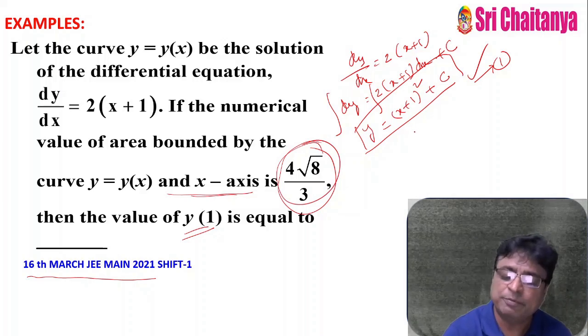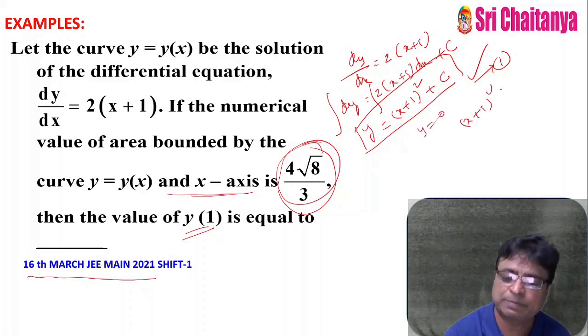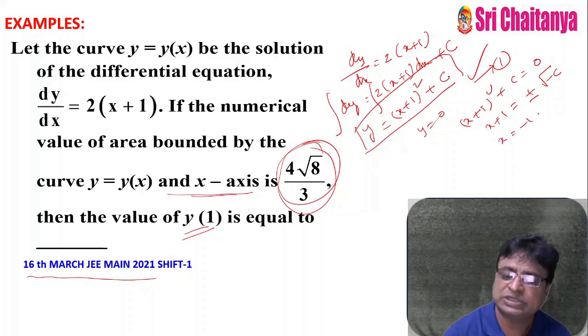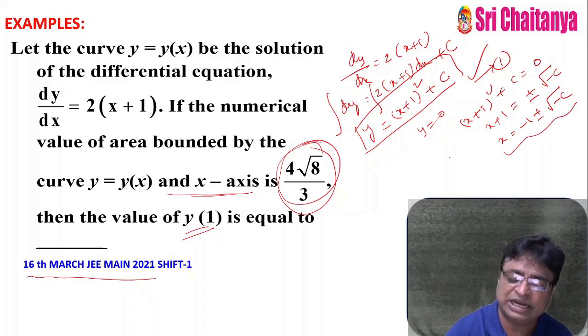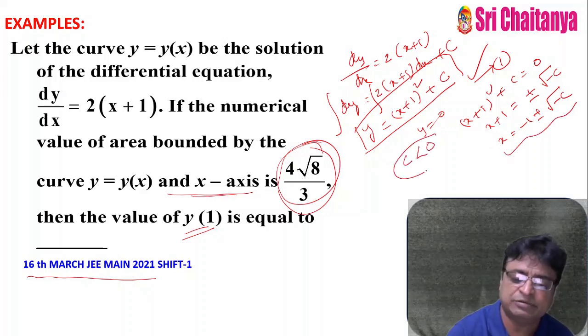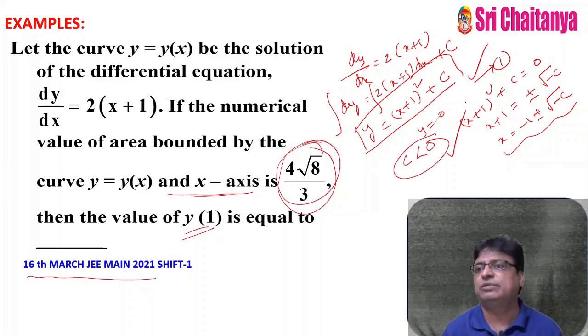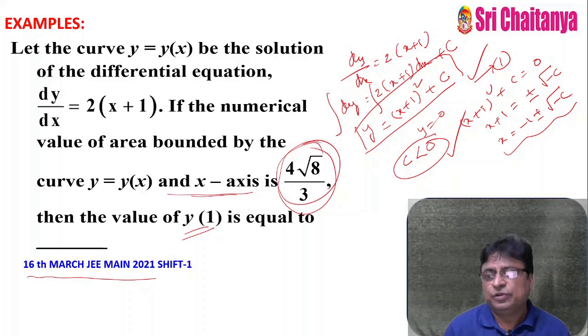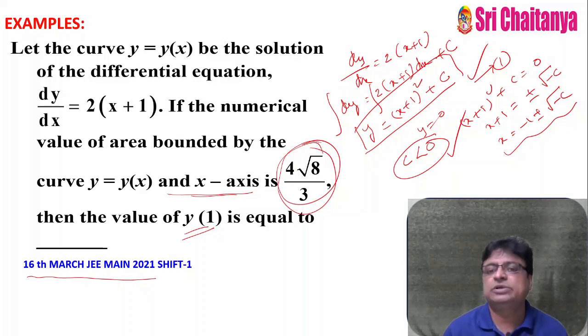The curve meets the x-axis at y equal to 0. You substitute y equal to 0. So (x plus 1) whole square plus c equals 0. You will get x plus 1 equals plus or minus root of minus c, and x is equal to minus 1 plus or minus root of minus c. From this equation, it is clear that the c value is always negative, because if c is negative, then only minus c becomes positive. So these are the limits for my integration.